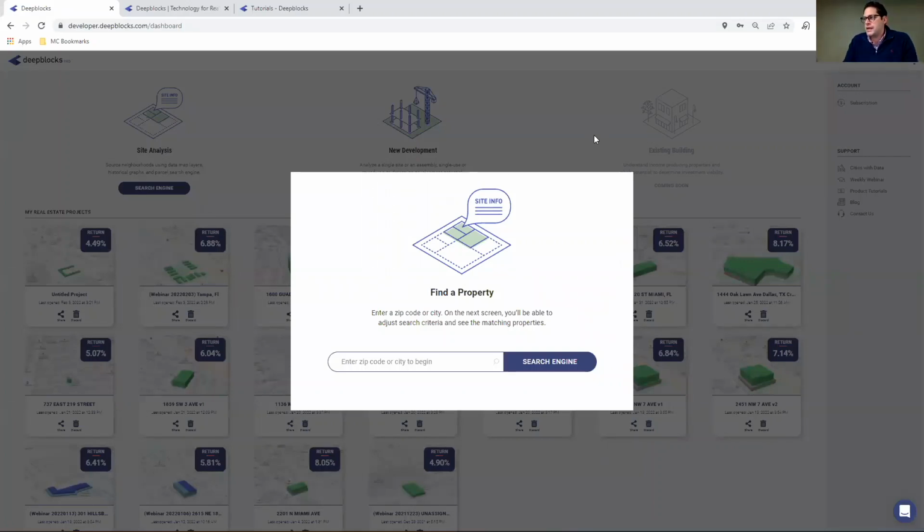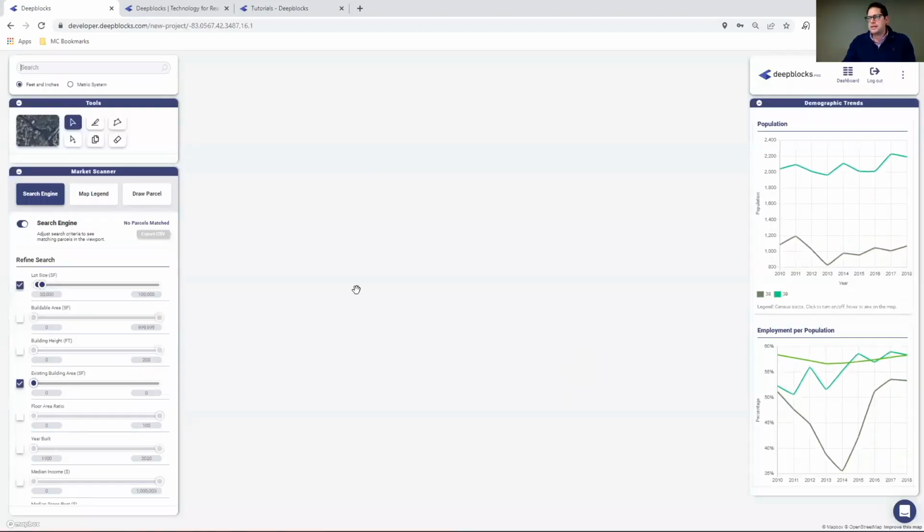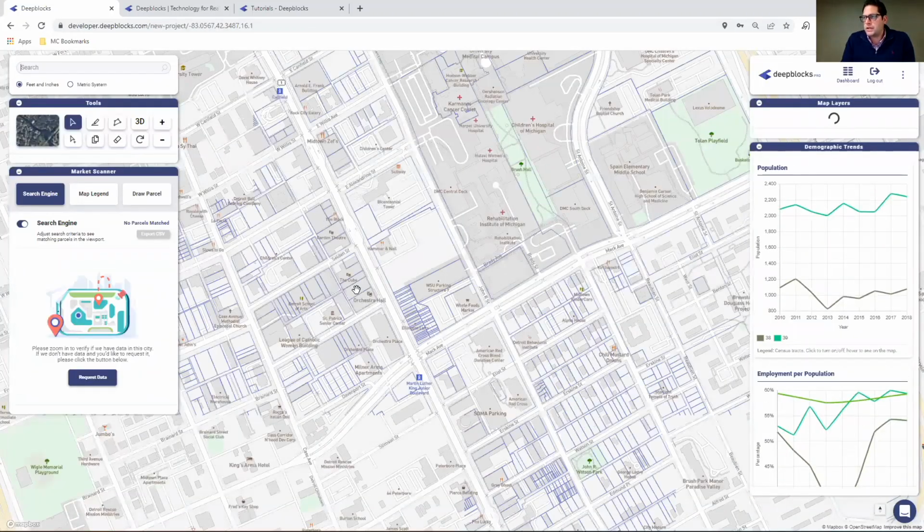We're seeing a lot of development in Texas. We're seeing it in Florida. There are some things going on in Michigan as well, in some of those states up north. So I just want to show you the power of the software. This is one of the reasons why Deepblocks is so robust and so powerful, is the fact that we can scale and go through these searches and hit different cities and do it relatively quickly.